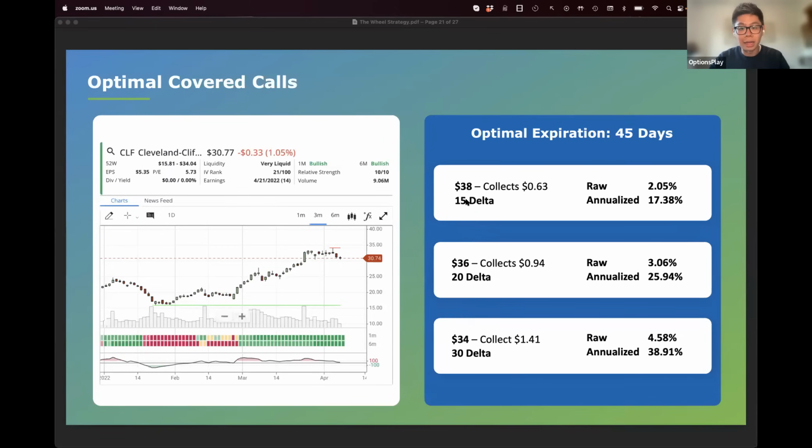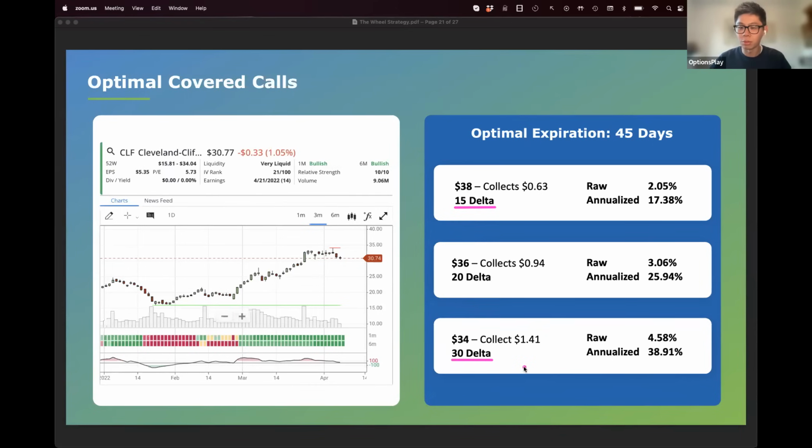Even though this has a 15% chance of the stock rallying to that strike price, and this has a 30% probability of that happening, in the small chances that the stock rallies significantly, you give up so much more upside when you choose that strike price with the higher premium.